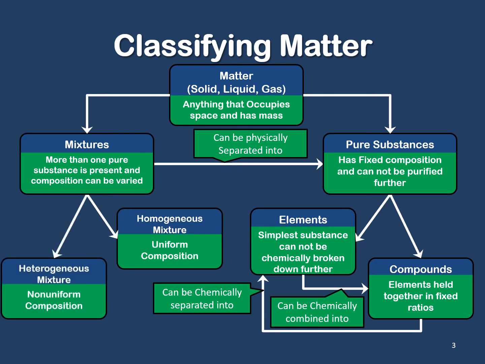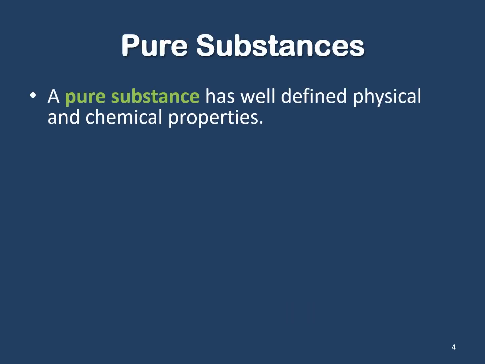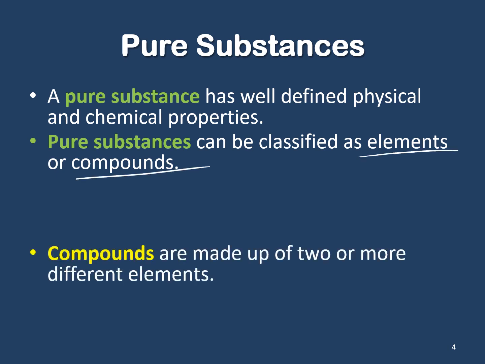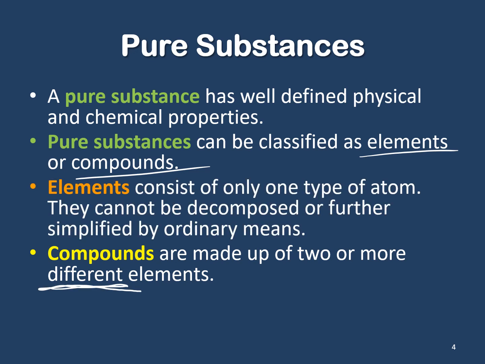Mixtures can be separated into two other groups as well, homogeneous mixtures and heterogeneous mixtures. And we'll talk more about these later. So again, pure substances have well-defined physical and chemical properties. They can be classified either as an element or a compound. Compounds are made up of two or more different elements, and that's a big deal. Elements consist of only one type of atom, and we'll talk a lot about atoms in the next chapter. They cannot be decomposed or further simplified by ordinary means, and that's true.